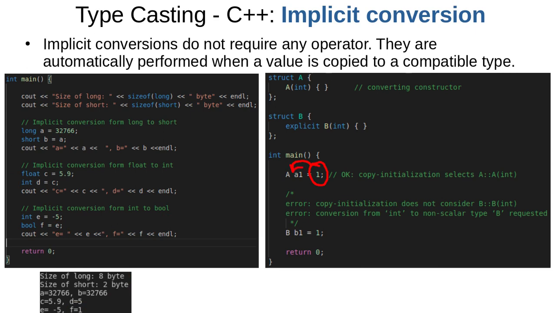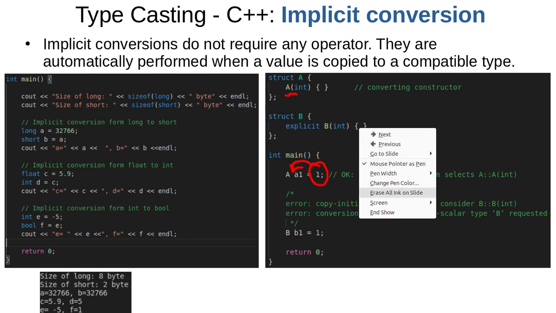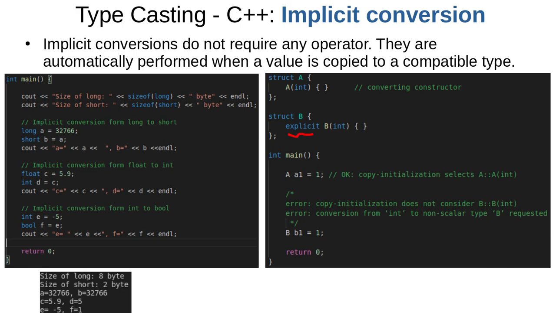In case I want to avoid this kind of implicit conversion in the constructor, I have to use the explicit keyword. In this case, you are saying implicit conversion from integer to type B is not allowable. As you see here, B b1 equals 1 will throw an error: copy initialization does not consider B, and conversion from integer to non-scalar type B requested.